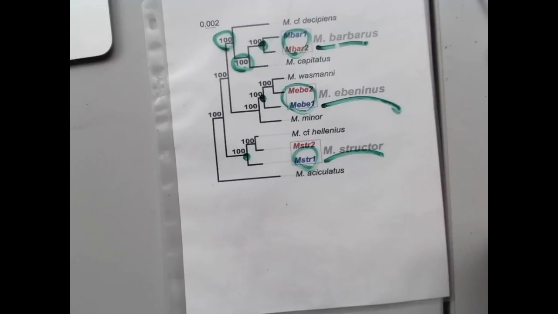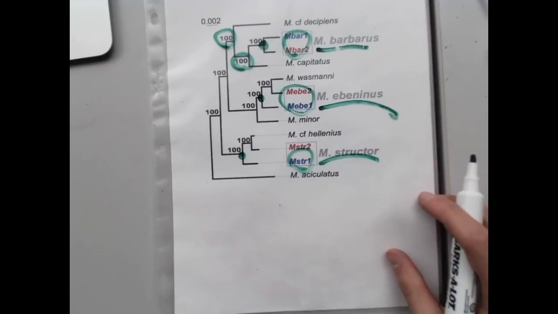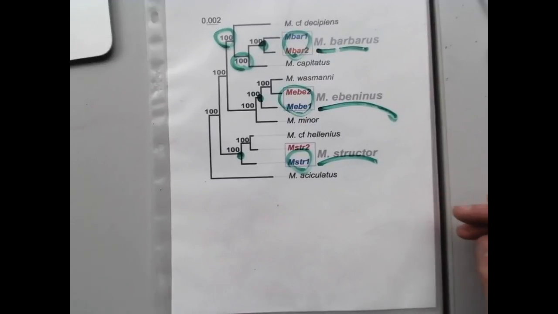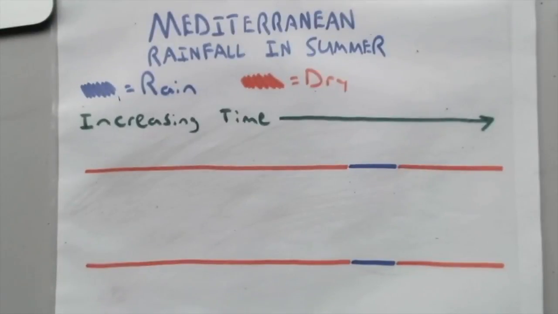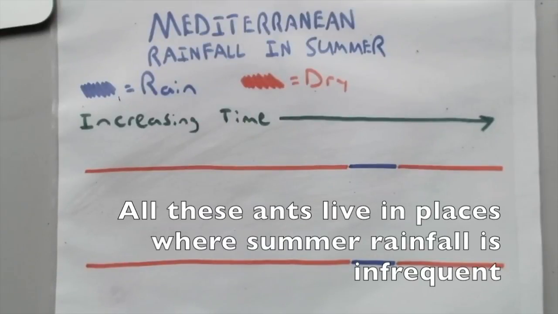So anyways, now that we know that convergent evolution of social hybridogenesis behavior is occurring in the Messor ant genus, let's talk about how selective pressures could have led to this convergence. So one possible explanation for the evolution of social hybridogenesis in these different ant species is because of the species' similar occupation of Mediterranean climates, where summer rainfalls only occur over a few days.